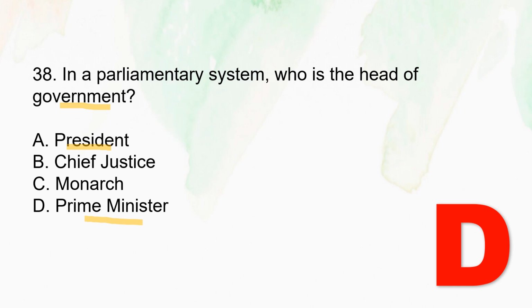So for letter C, monarch. A monarch may be a ceremonial head of state, not the head of government. For Chief Justice, leads the judiciary, not the executive branch. So, letter D is the best answer.